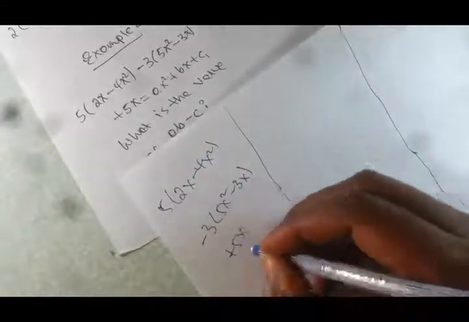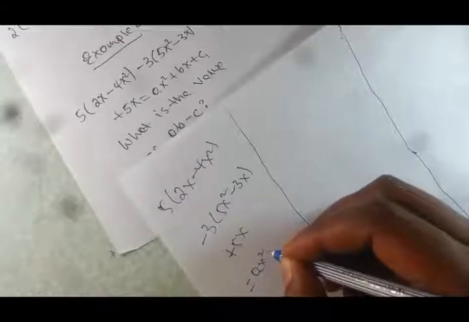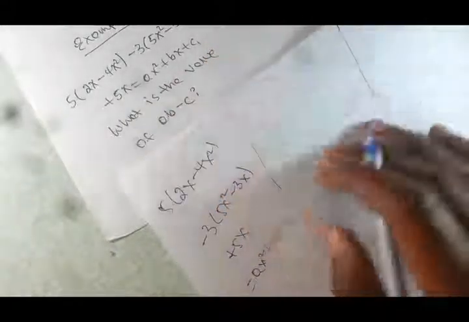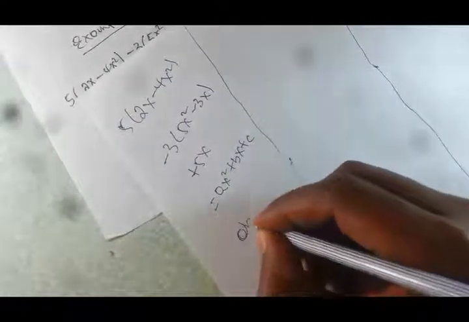And example 2 is given by 5 times 2x minus 4x square minus 3 times 5x square minus 3x plus 5x is equal to ax square plus bx plus c, and we are asked to find what is the value of ab minus c.